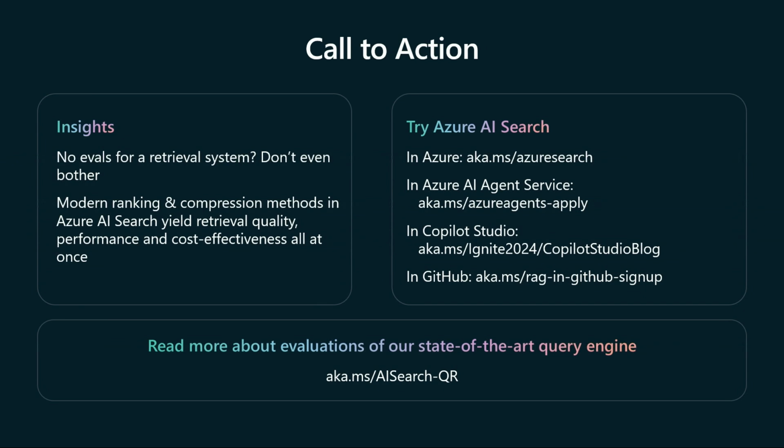Second, I want to reemphasize how the modern ranking and compression techniques applied in Azure AI Search yield such a strong combination of high quality, cost effectiveness, and performance all in one box. So if you want to try the stuff that I talked about today, you can do it in Azure, you can do it in the agent service, you can do it in Copilot Studio, and of course, you can do it in GitHub.